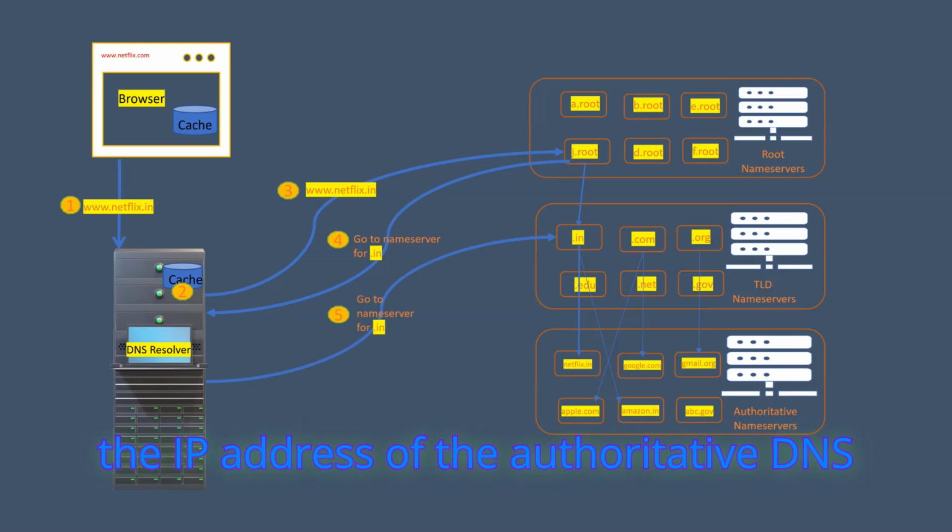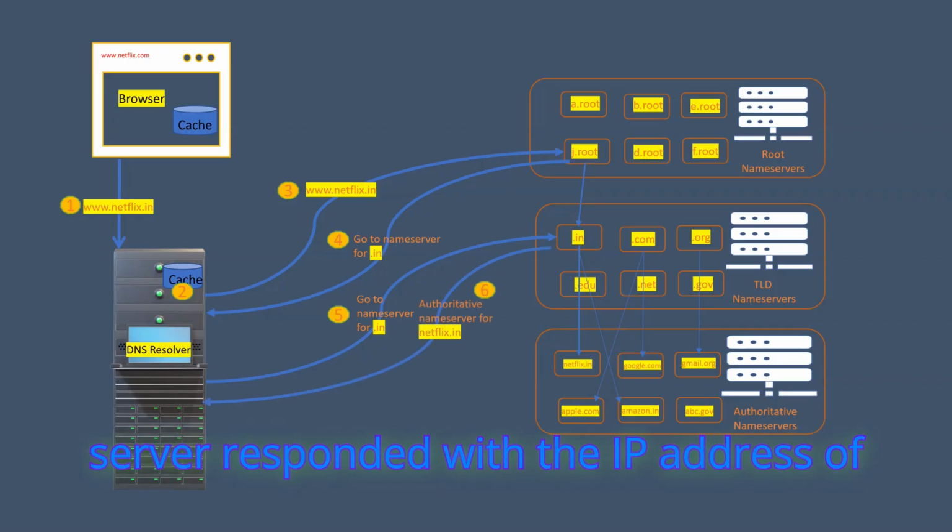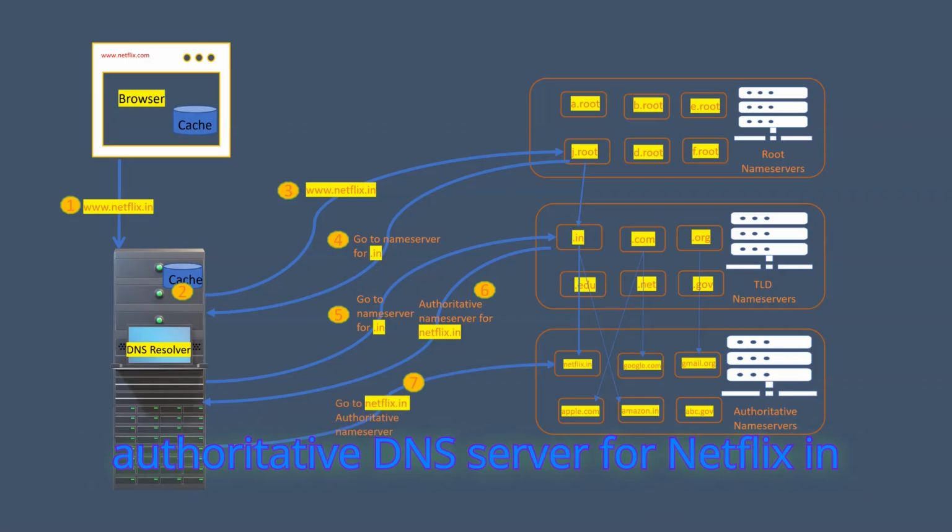The DNS resolver will send a query to the TLD server for the .in domain, asking for the IP address of the authoritative DNS server for netflix.in. The TLD server responds with the IP address of the authoritative DNS server for netflix.in. The DNS resolver sends a query to the authoritative DNS server for netflix.in asking for the IP address of www.netflix.in. The authoritative DNS server for netflix.in responds with the IP address of netflix.in.